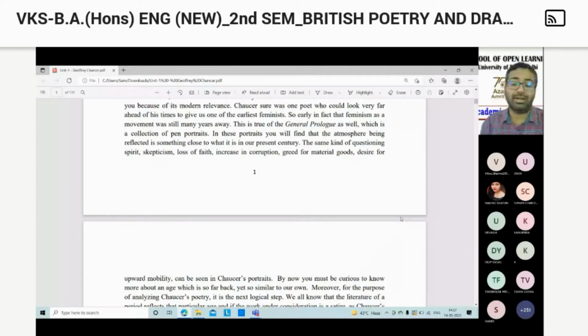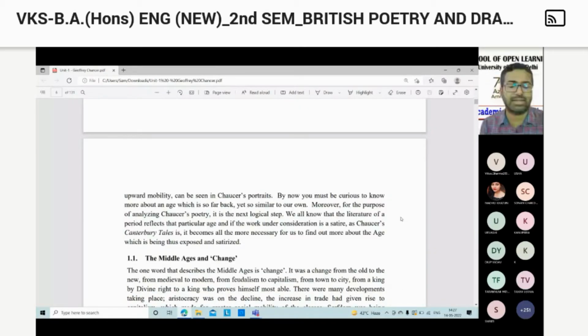Desire for upward mobility. Desire for upward mobility means desire to become rich, desire to have a better life, desire to have a better mode of living, desire to have a better house, desire to wear better clothes can be seen in Chaucer's portrait. So General Prologue is a collection of different characters who present different aspects of society, present different good aspects and also present certain bad aspects of society.